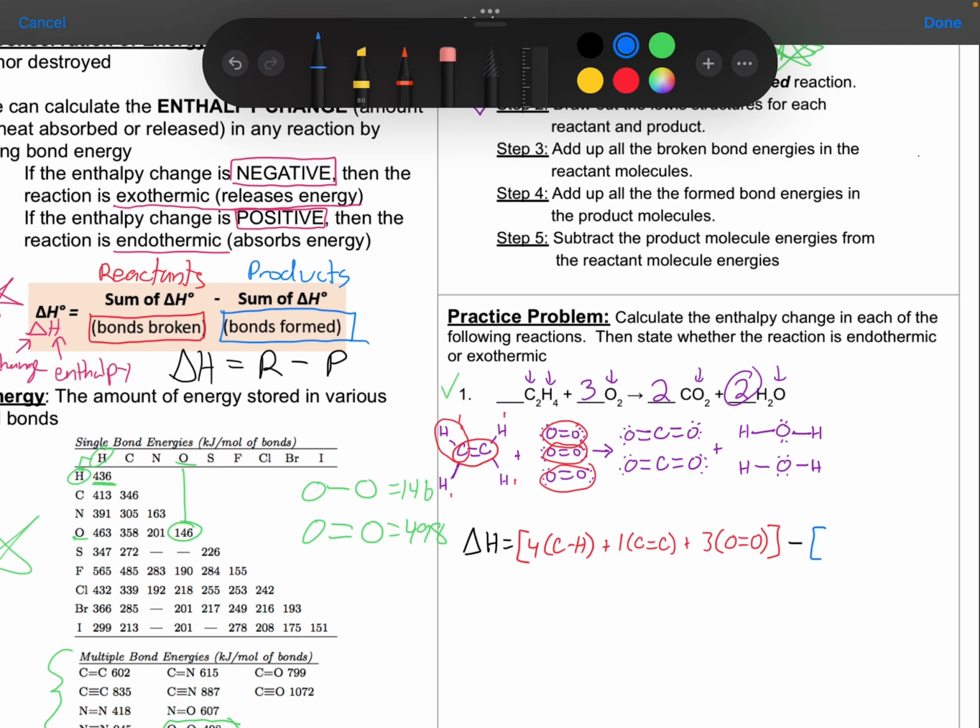So on my product side, I'm going to switch colors to my product color. I notice that there are 1, 2, 3, 4 CO double bonds. So I would have 4 of these. And then I notice that there are 1, 2, 3, 4 OH single bonds. So all that I have done is I have counted up my bonds. I've told myself what I have, right?